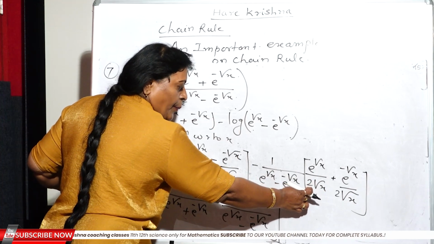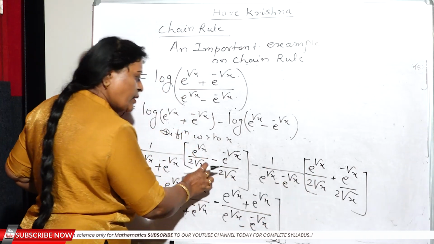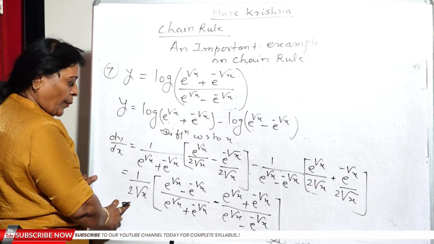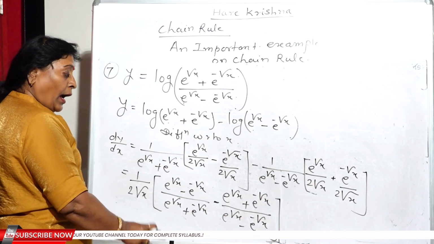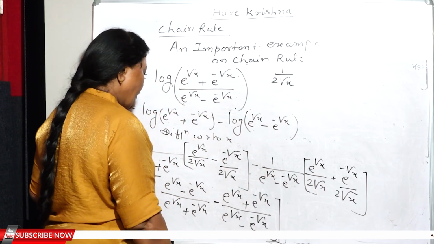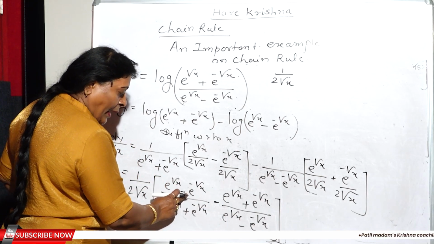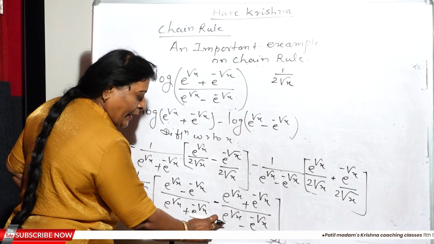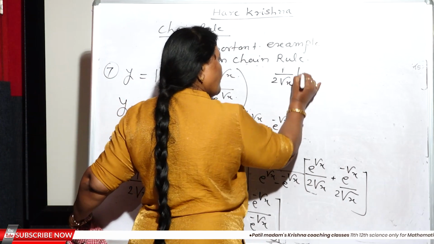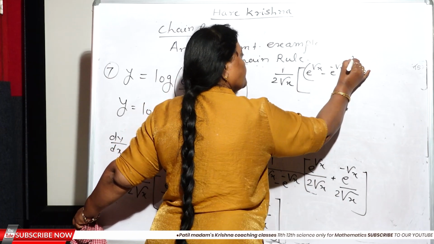See, here also 1 upon 2 root x, here also 1 upon 2 root x. Therefore the whole you can take 1 upon 2 root x common, and what remains? This, isn't it? Again 1 upon 2 root x remains as it is. Right? Now you cross multiply. When you make the cross multiplication, e raised to root x minus e raised to minus root x, again e raised to root x minus e raised to minus root x, same term. Therefore you can make the square of this, that is e raised to root x minus e raised to minus root x whole square. Right?